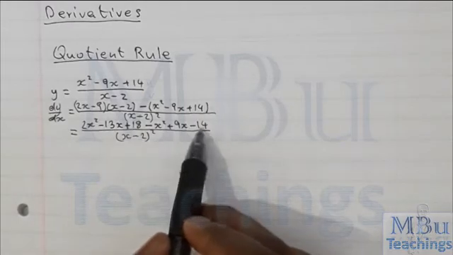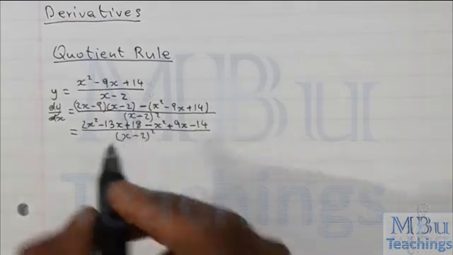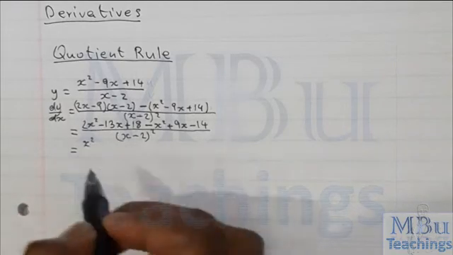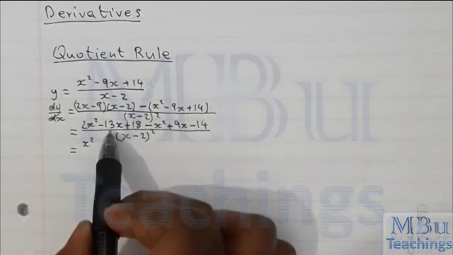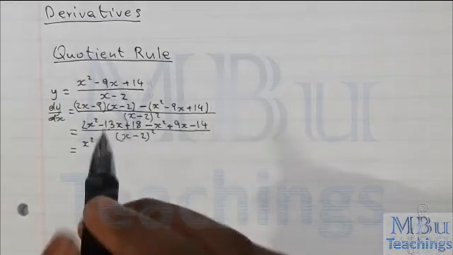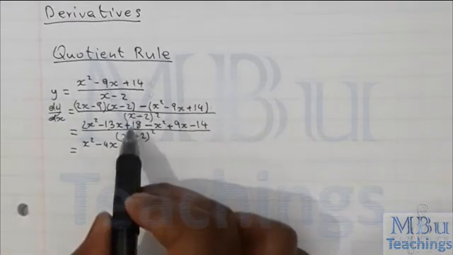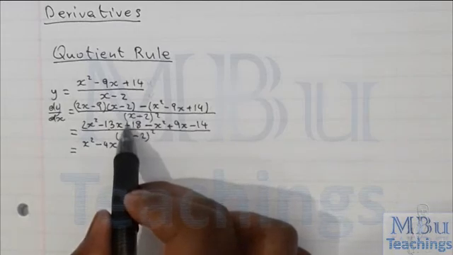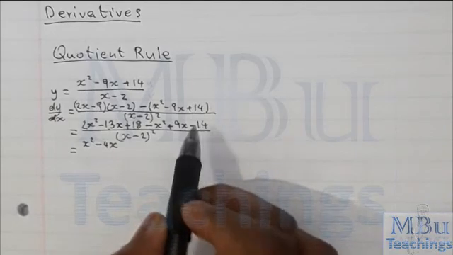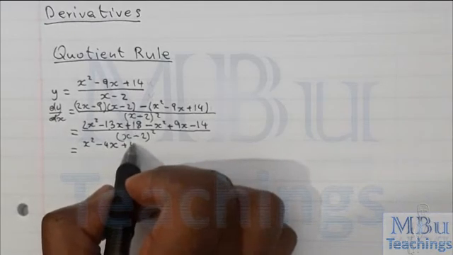Then now we can start with these ones. 2x squared minus x squared, so we are left with x squared. Come to this one. Negative 13 plus 9, then we are left with negative 4x. Then we have positive 18 plus negative 14. So that means we'll end up with a positive 4.